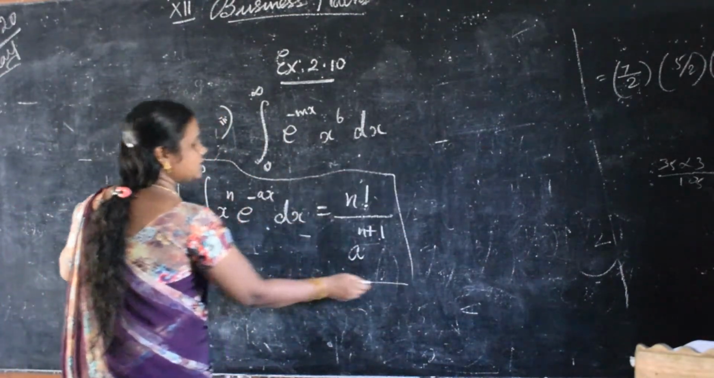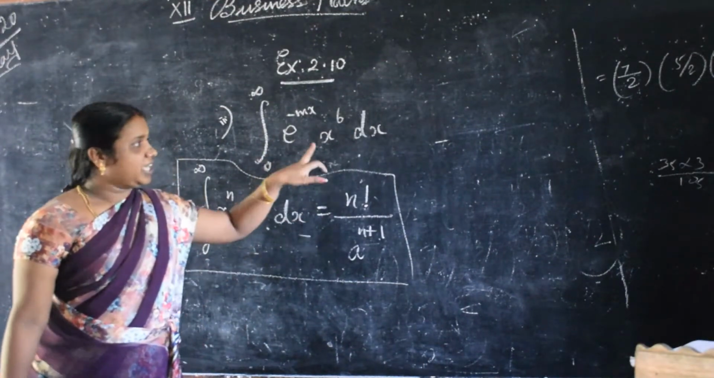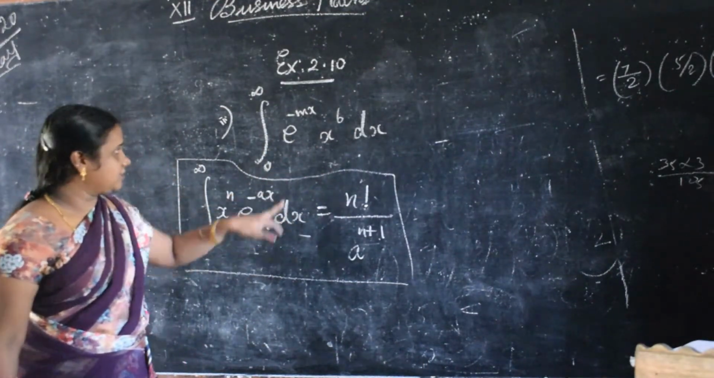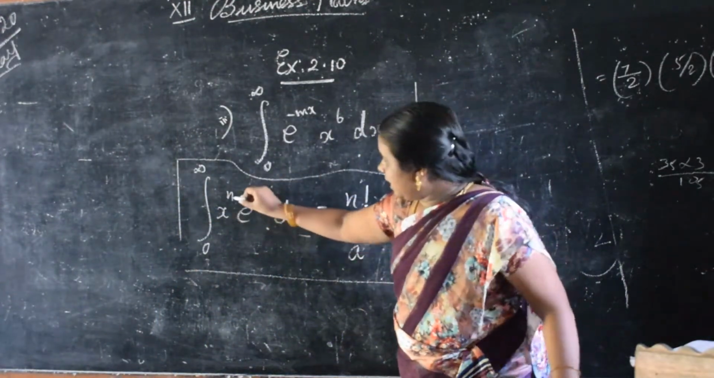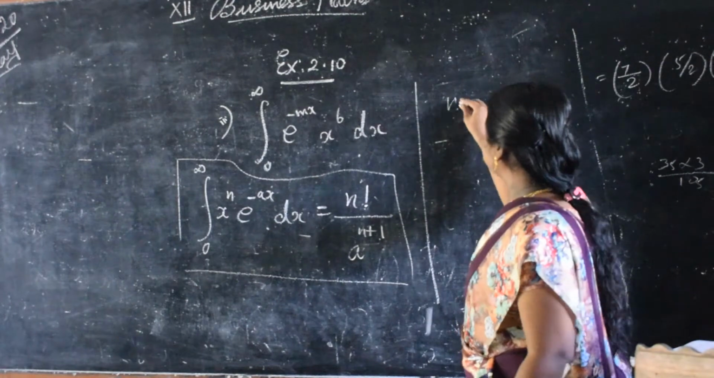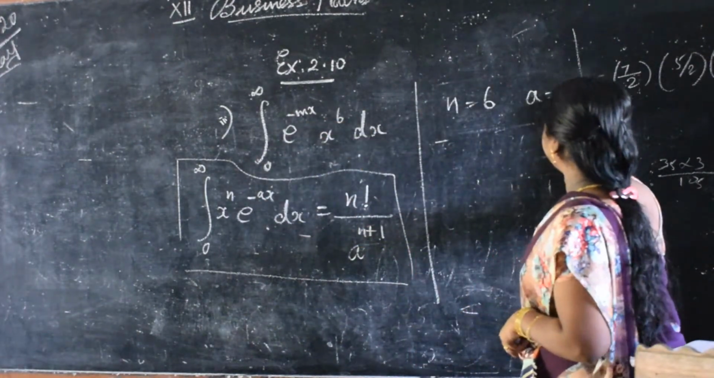We can use it for some special cases of the gamma integral. Here I am going to use it. Compare and see. What is the value of a? Compare with the question. See what the value of n is: 6. What is the value of a? a is equal to m.